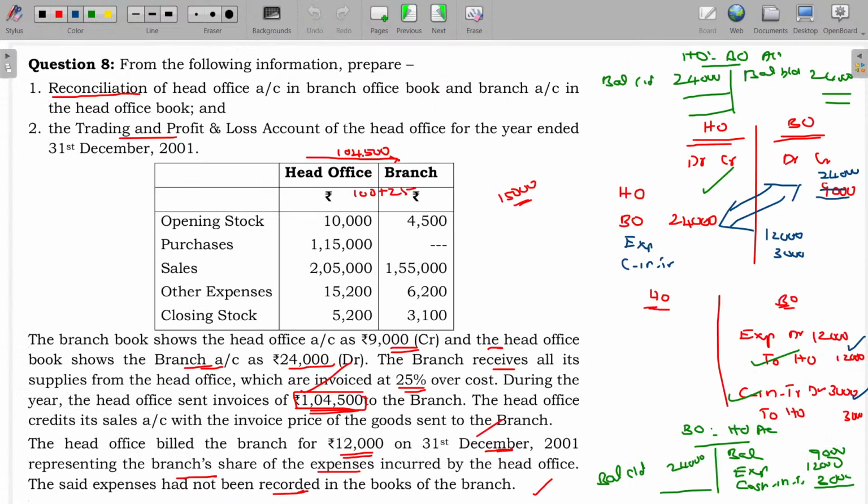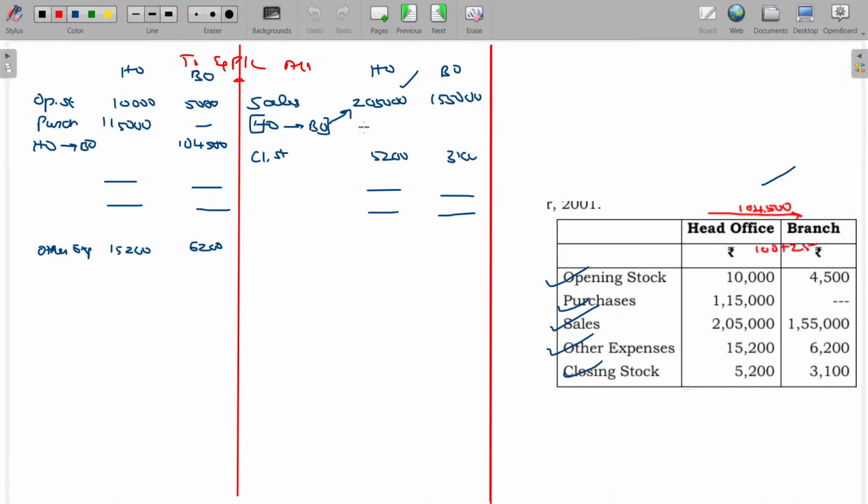See, during the year, the head office sent the invoice 1,04,500 to the branch. The head office credits its sales account with the invoice price of the goods sent. This is already available, else you have to show it separately. So this 2,05,000 relates to the goods sent to the branch as well as sold directly at head office. Both will be available. That's all. Now get the GP here.